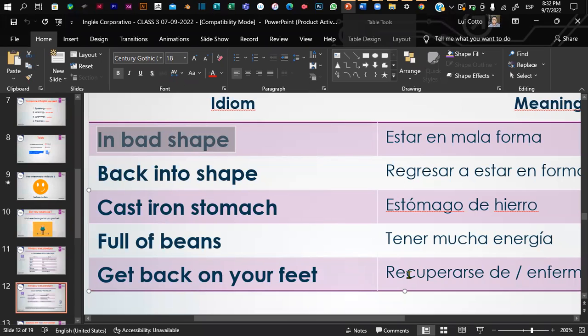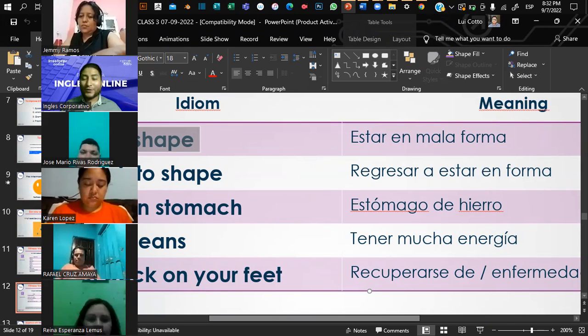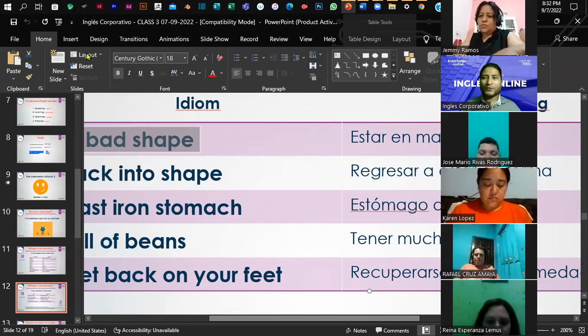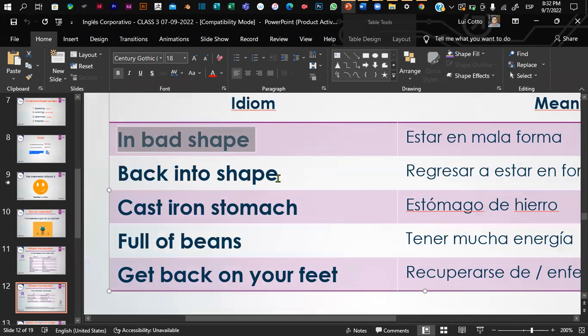Back into shape. And that means? Regresar o estar en forma. Okay. Correct. If you stop going to the gym, you can be back in shape. You can be back into good shape again, de nuevo. Okay, that is what it means.